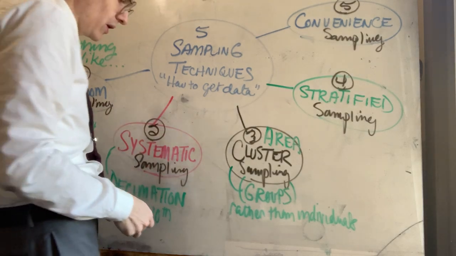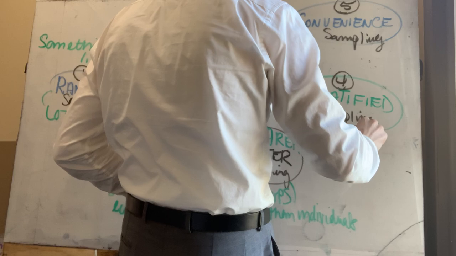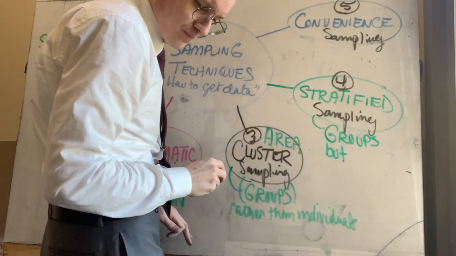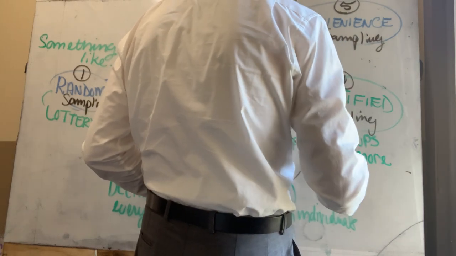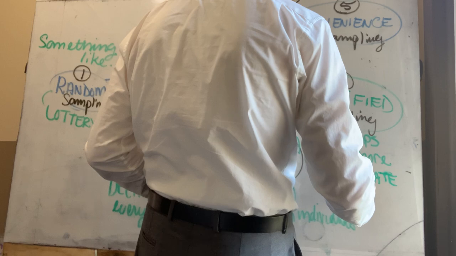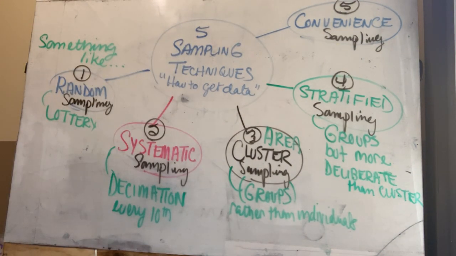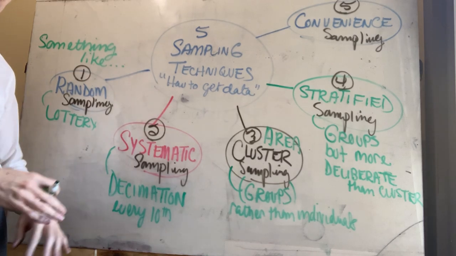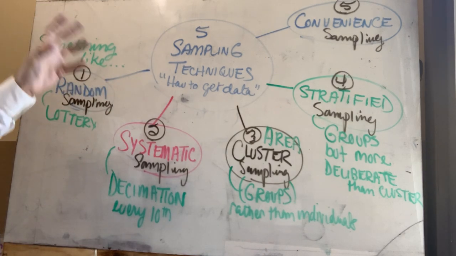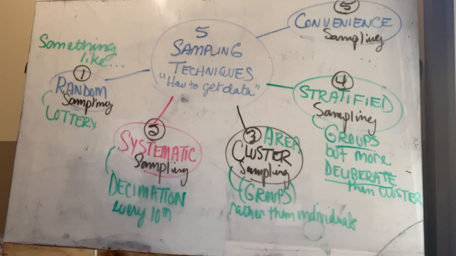Stratified is kind of grouping as well. This is grouping, but I would say more specific or more deliberate. Cluster grouping is more akin to random, you know? It's like a person wasn't planning on taking data from a specific group, it's just taking a group all at once. Stratified is more deliberately choosing from a specific group. So, this is groups that are deliberate, right? Intentional.